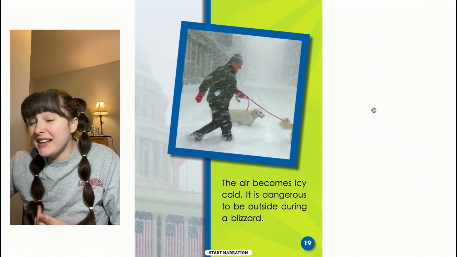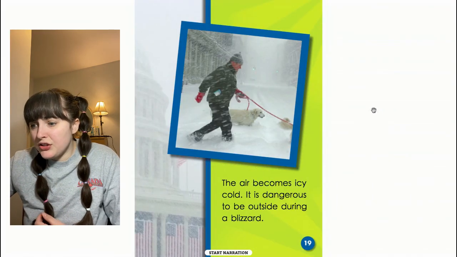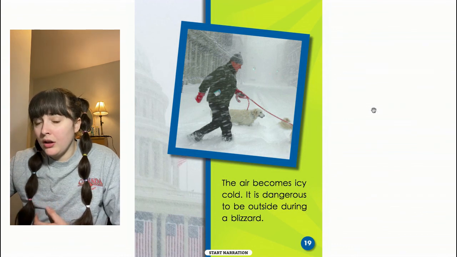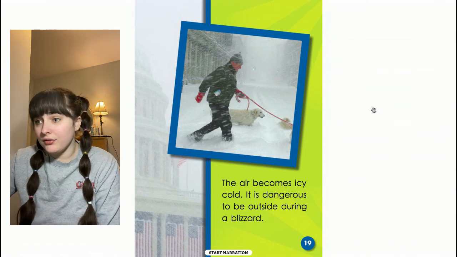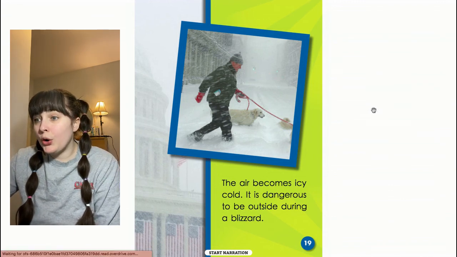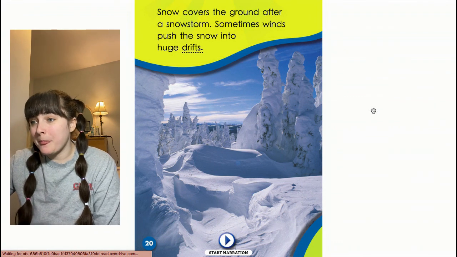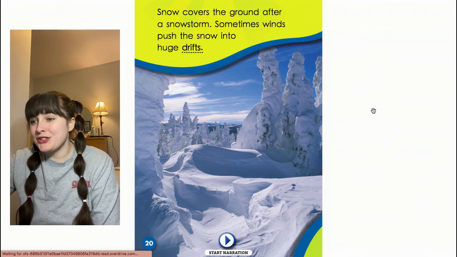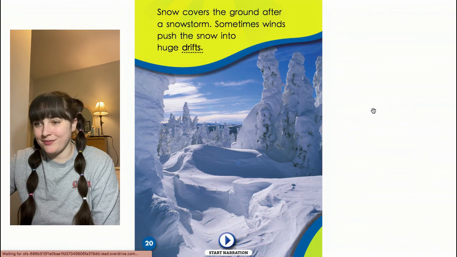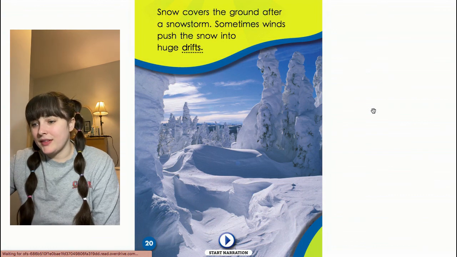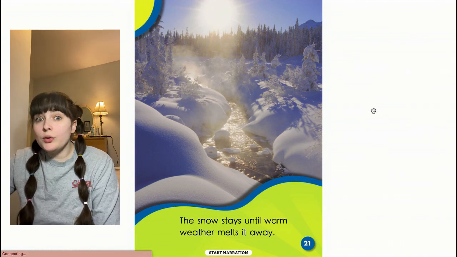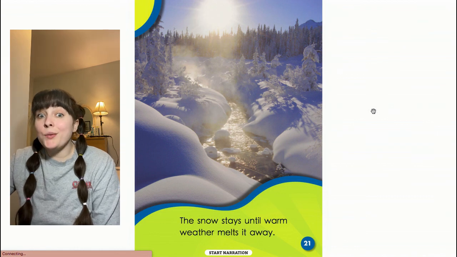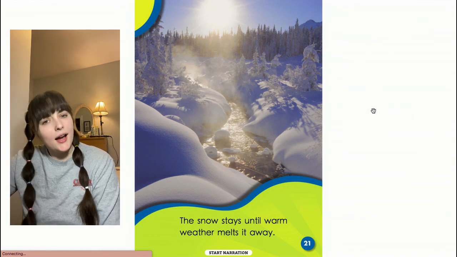The air becomes icy cold. It is dangerous to be outside during a blizzard. Oh my gosh, and this guy's outside walking his dogs. He's not being very safe. Snow covers the ground after a snowstorm. Sometimes winds push the snow into huge drifts. The snow stays until warm weather melts it away. Oh, so snow stays when it's cold, and when it's warm, it melts. I see.